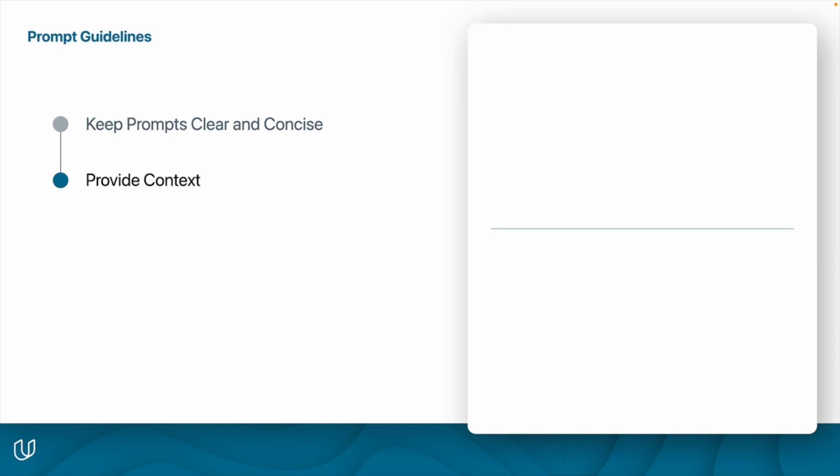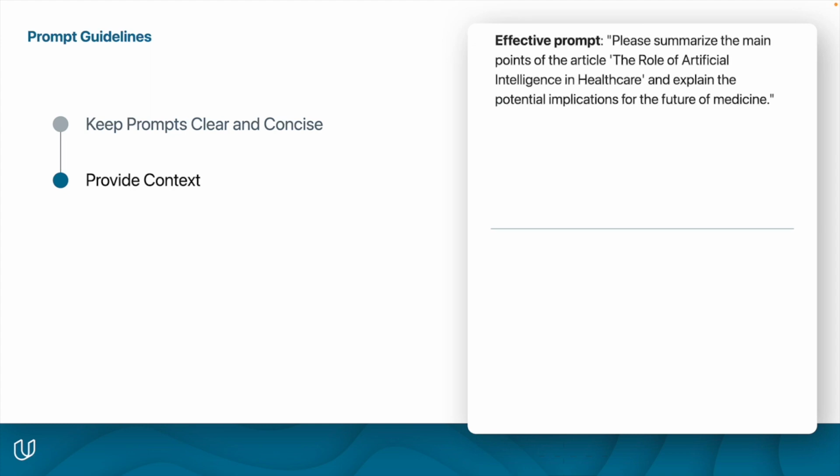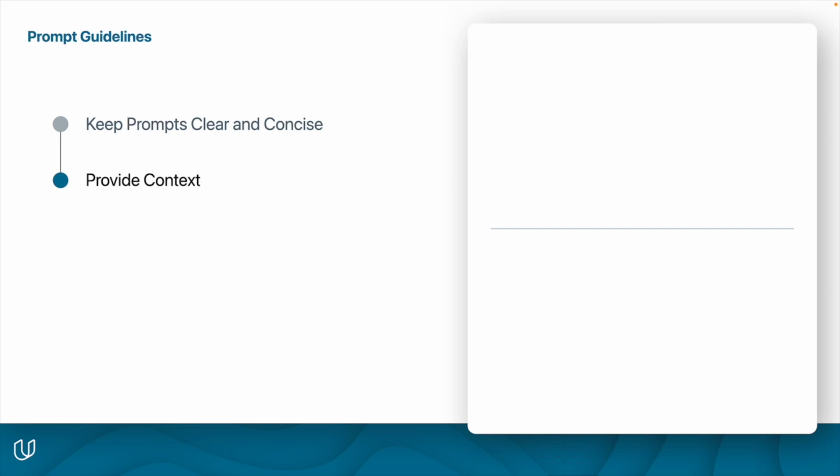Another example. "Please summarize the main points of the article, the role of artificial intelligence in healthcare, and explain the potential implications for the future of medicine." Whereas an ineffective version of that might be, "Explain AI in healthcare."